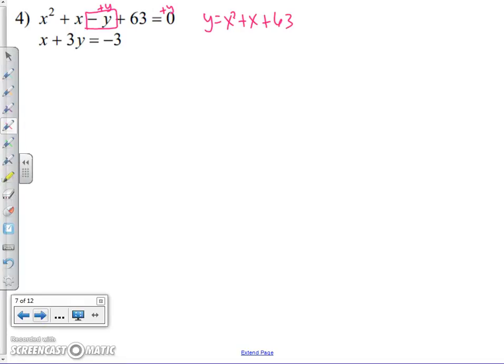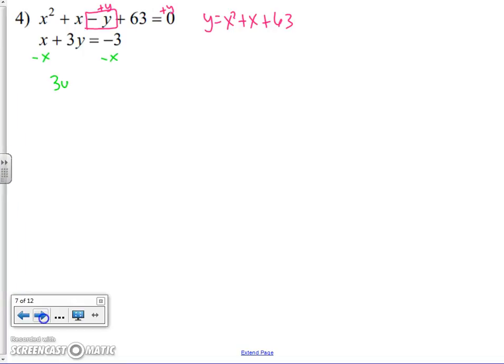Right? My line, we're going to isolate it. I have to first subtract the x over to get 3y equals negative x minus 3. I write my x first because I want my line to be in slope-intercept form. I then have to divide by 3, all pieces. So I'm going to get y equals, technically there's a negative 1 in front of that x, so that becomes negative 1/3 x minus 1.